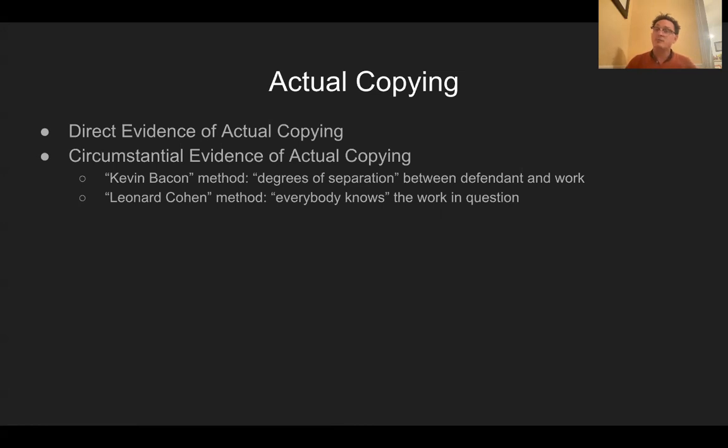And what is that? Well, it was common historically for courts to use the term substantial similarity to apply to both the actual copying analysis and to the ultimate infringement analysis. And that ended up confusing a lot of courts, right? Because the similarities that are relevant to proving or providing circumstantial evidence of actual copying aren't necessarily the same elements that are relevant to showing that infringement took place.